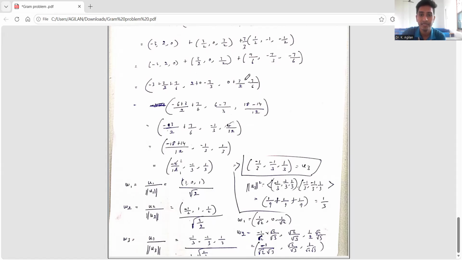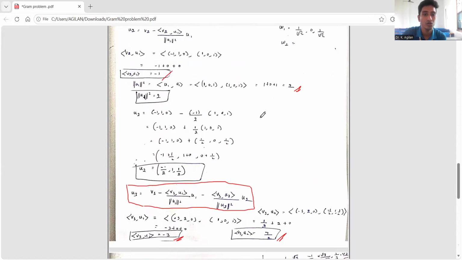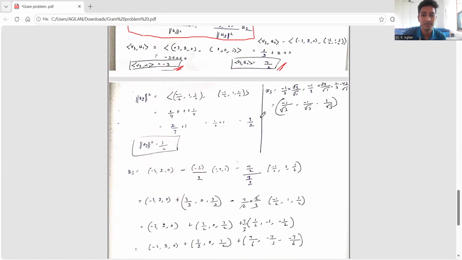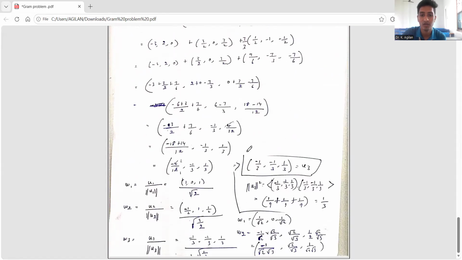So here, yes, 6 by 6. So 6, 18 minus 7, 14 by 12. So similarly, with simple mathematics, we can find the answer is 1 by 3, minus 1 by 3, minus 1 by 3, 1 by 3. Right? These are the simple steps only. Fine. So this is nothing but U1. So U1, U2, U3, all terms are finally concluded.